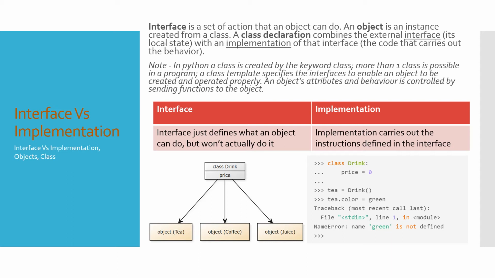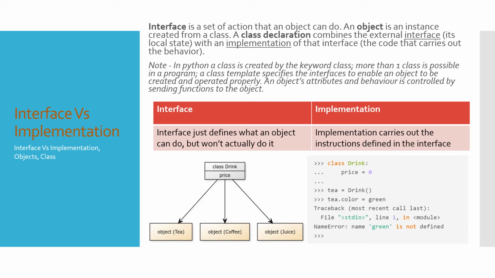That's what's critical. So interface is a set of actions that an object can do. You know already an object is normally an instance, created from a class, and a class declaration combines the external interface with an implementation of that interface. What is that? Nothing but the code which carries out the behavior, the code which will give you the answer of what it's supposed to do. For example, when I said 1 plus 2 is equal to 3, if you write a code to achieve that, that's the implementation part of it.